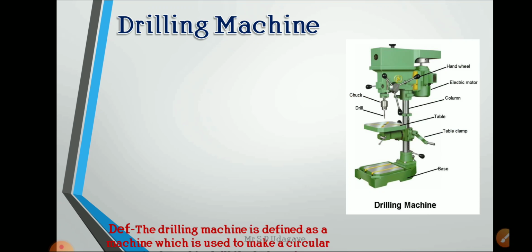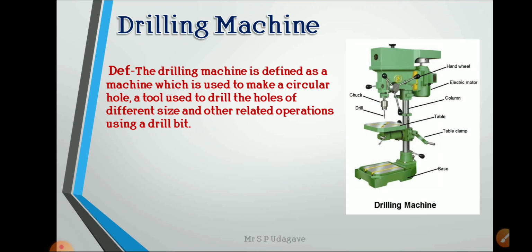A drilling machine is used to make a circular hole. It is a tool used to drill holes of different sizes and perform other related operations using a drill bit. The figure shows the main parts of the drilling machine.